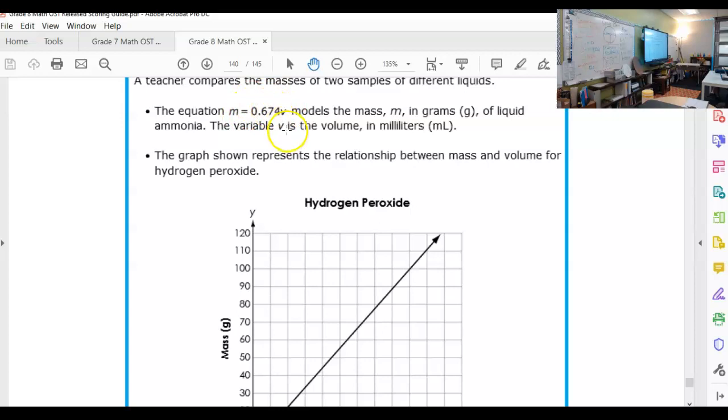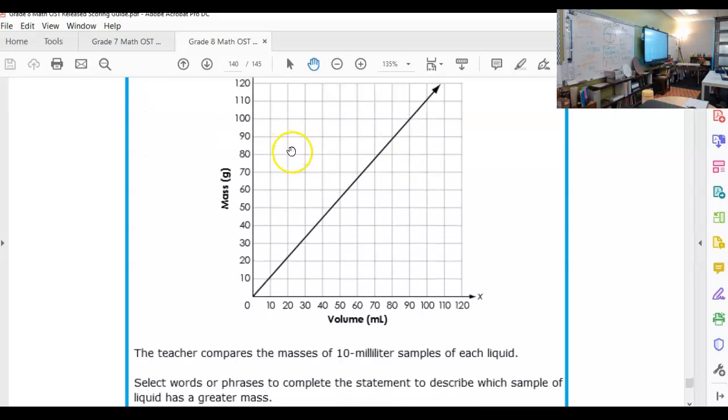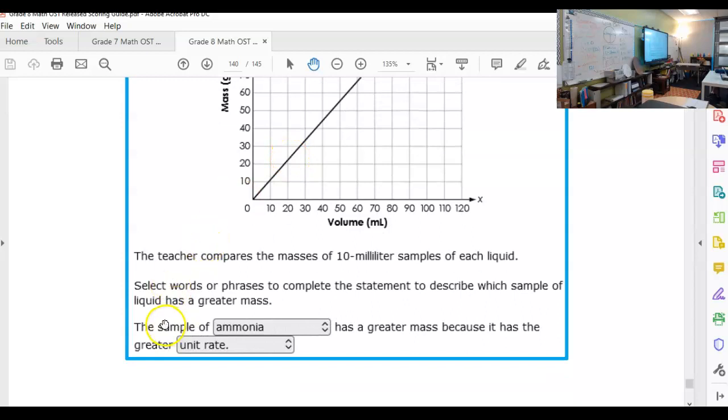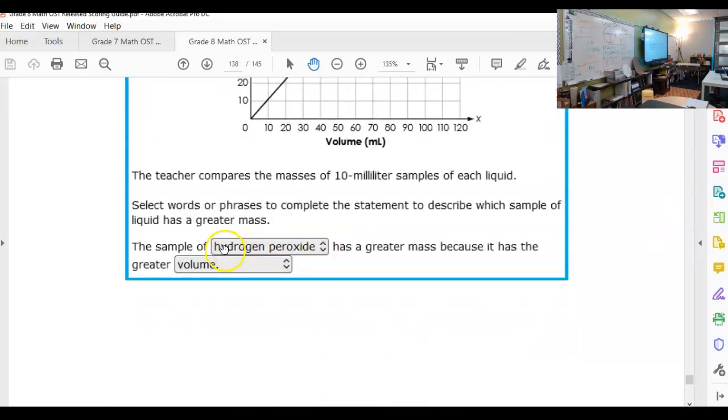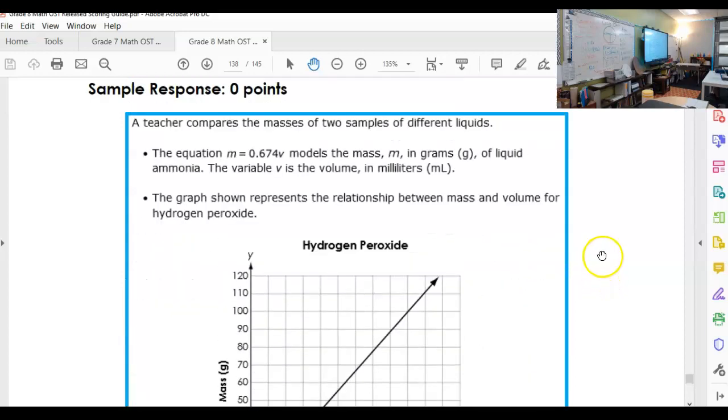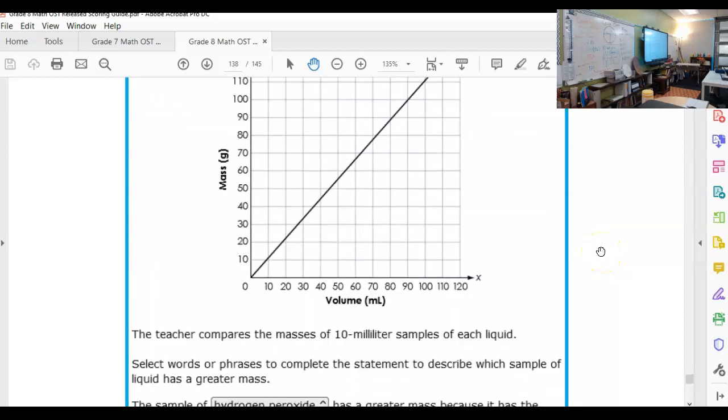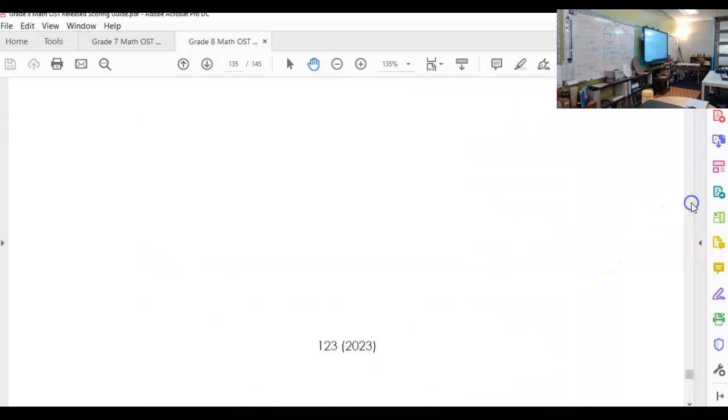So you don't really need to find the slope, but whenever I see a line, I'm thinking, oh, let's find the slope. So the sample of, this is actually wrong, the sample of hydrogen peroxide, if we go to one of the right ones, yeah, here we go. The sample of hydrogen peroxide has a greater mass because it has the greater, I think it's both the same volume, right? 10 milliliter.